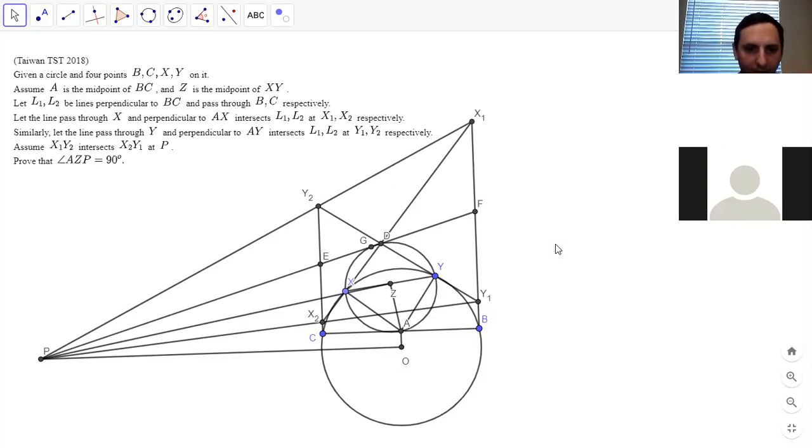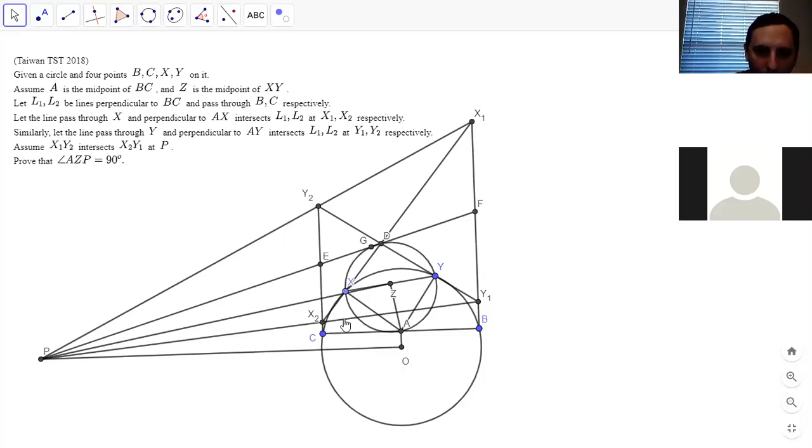Maybe Desargues. I know I just say Desargues. I don't really have a plan, but, yeah, that's really interesting that OP is perpendicular to AO. It's parallel to BC. I would not have expected that.